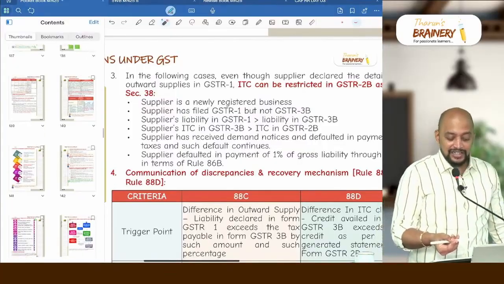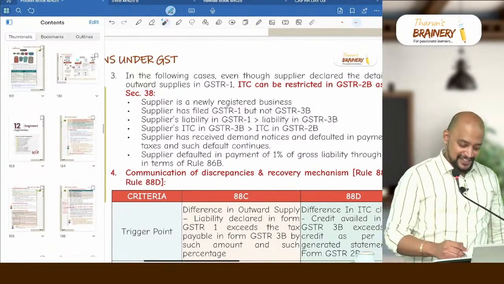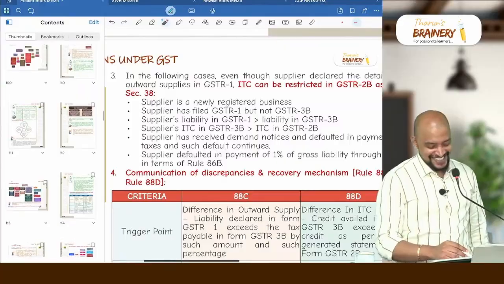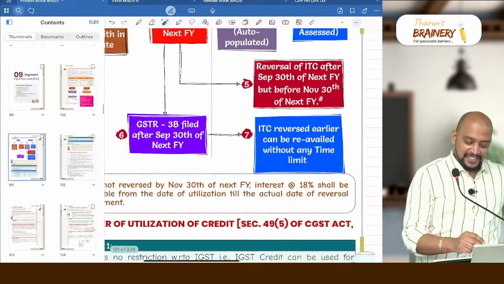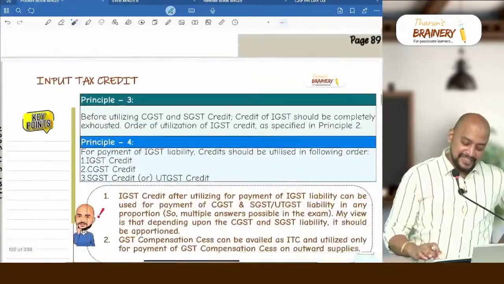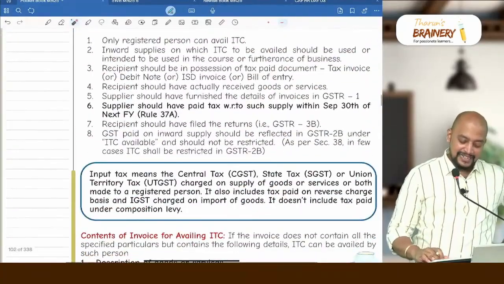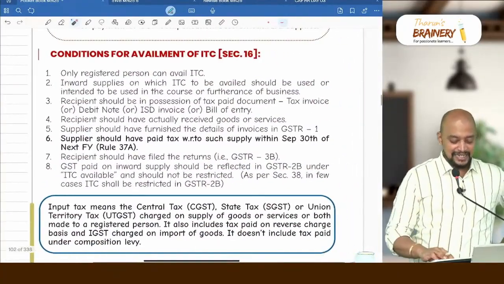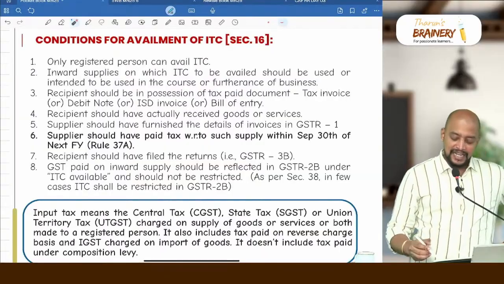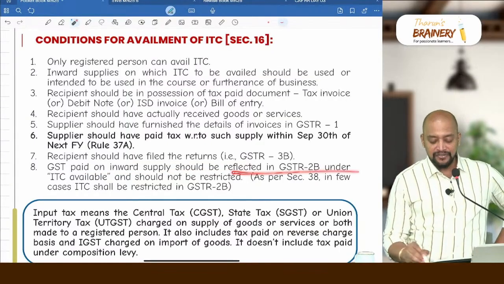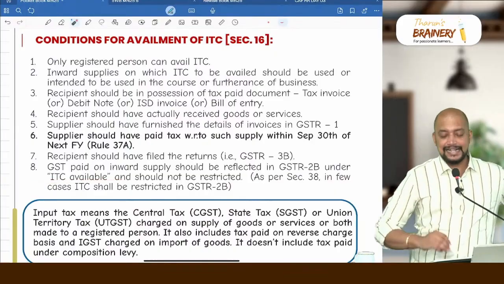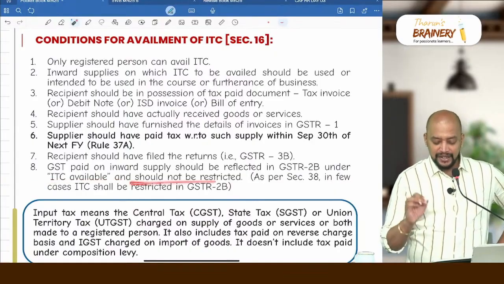What if hair is not there, sir? No problem. So that is this. And coming back to this, whenever the supplier files GSTR1 and reports it in GSTR1, the problem is that it will be restricted in 2B. GST paid on inward supply should be reflected in 2B under ITC available and should not be restricted.